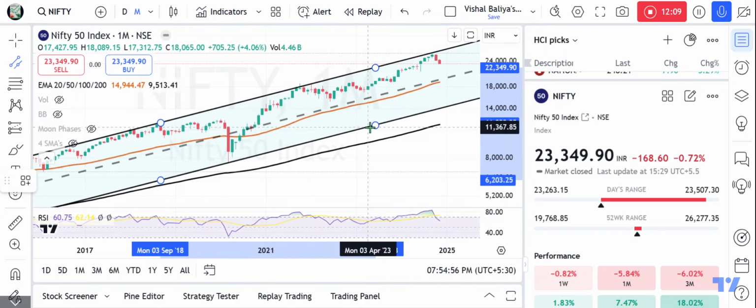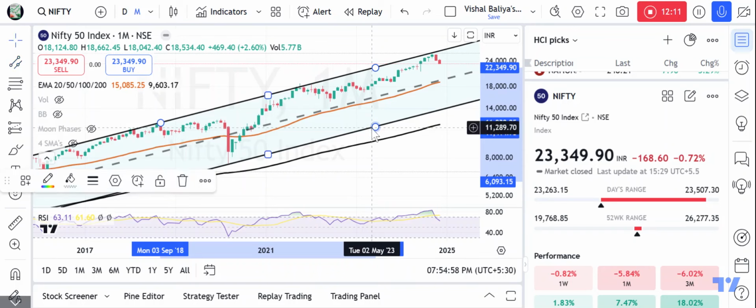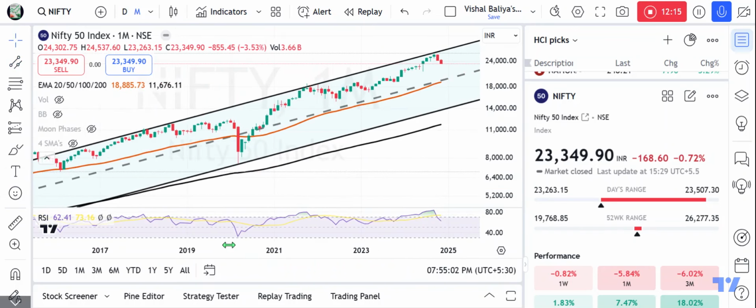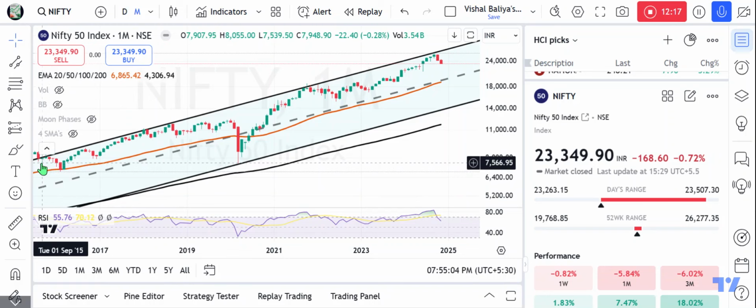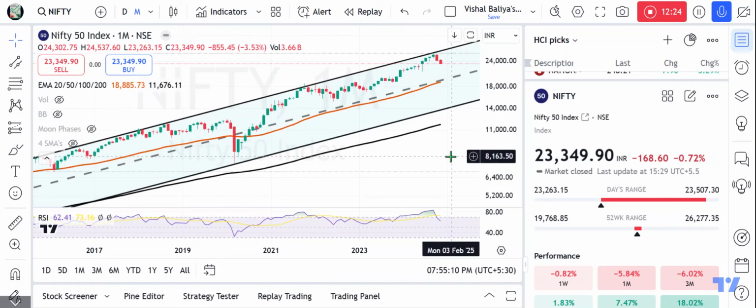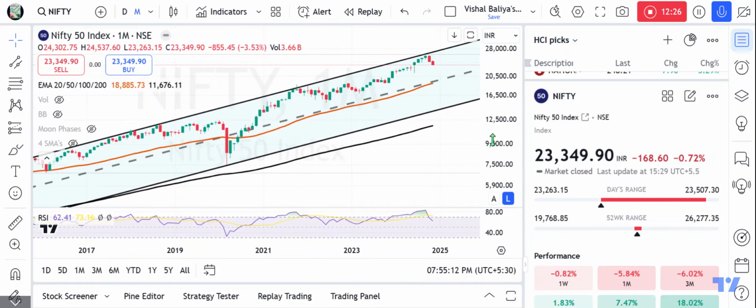So this is the channel in which Nifty has been traveling since November 2015. So 2015 onwards, Nifty has been traveling in this channel. The candles over here are monthly candles. This is how you draw the monthly support.